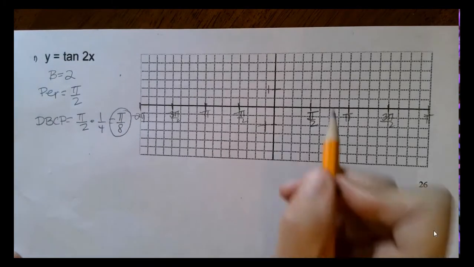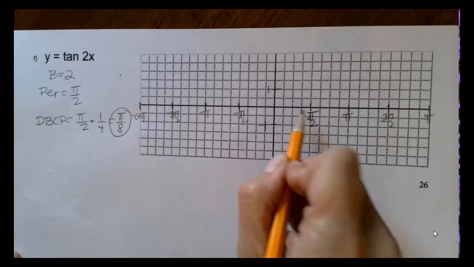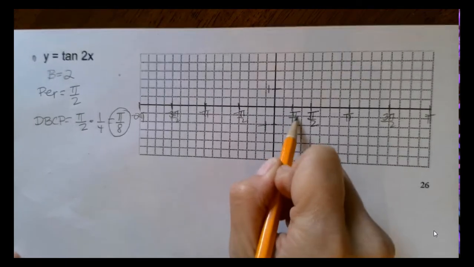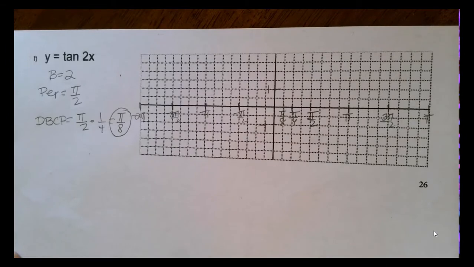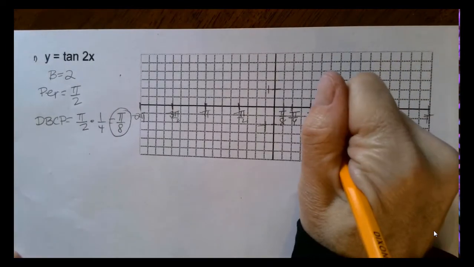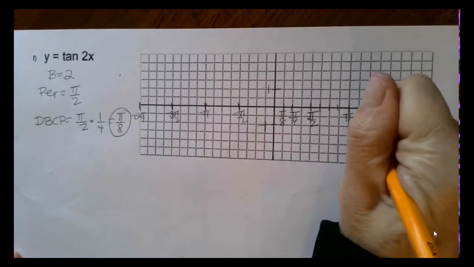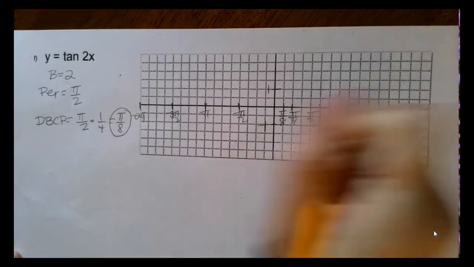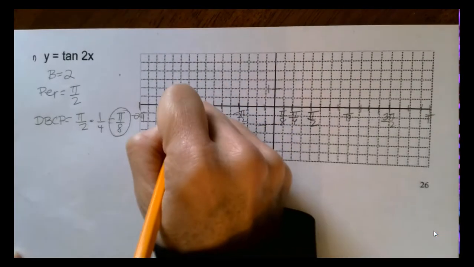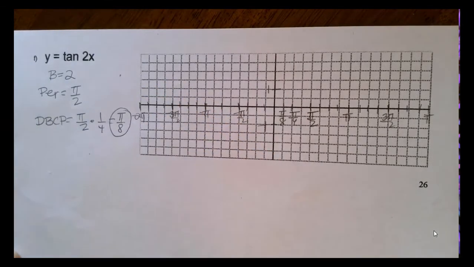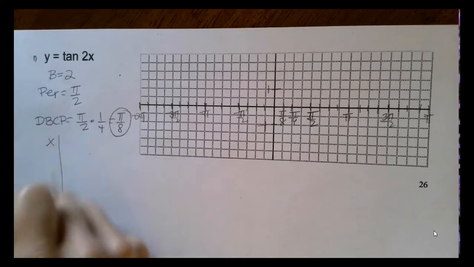Now, pi over 8 on your graph, this is pi over 2, so this is pi over 4. Pi over 8 is going to be 1 space over. So on this one, I'm going to graph a value at every single space. You don't have to label every single one. Just realize we're going to have a value on every single space. Now, you might have already started to see the pattern on how to graph this, but let me go ahead and use the table just in case.